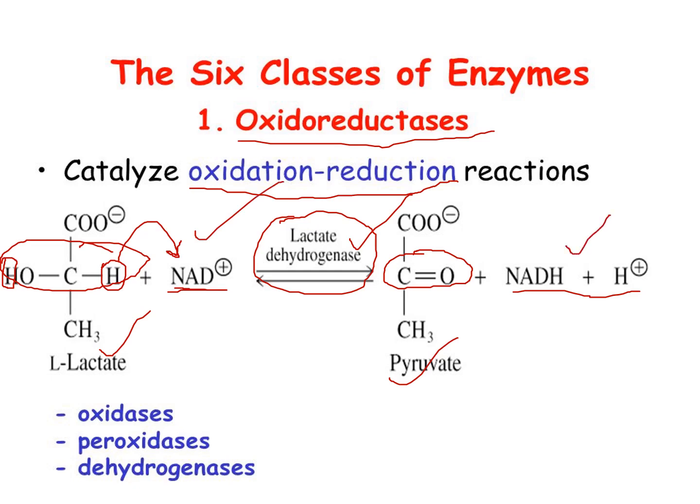There are examples for these oxidoreductase enzymes. Those are the oxidases, peroxidases and dehydrogenases. These are all the enzymes which come under the oxidoreductases.